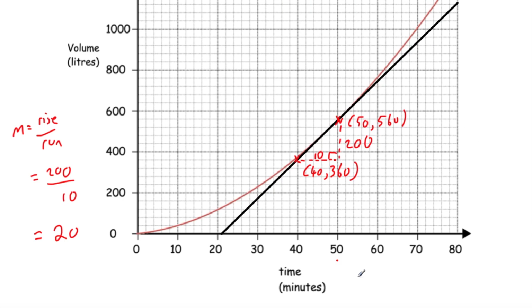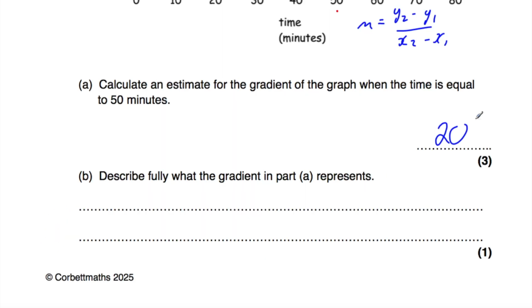They use m is equal to y2 minus y1 over x2 minus x1. So they learn that formula to work out the gradient of the line. In terms of the points, the first point would be x1, y1, and the second point would be x2, y2. Then you substitute those values in. You'd end up with 560 minus 360 on the numerator, which is 200, and on the denominator, 50 minus 40, which is 10. And again, you'd end up with the answer 20. And that's our first part.